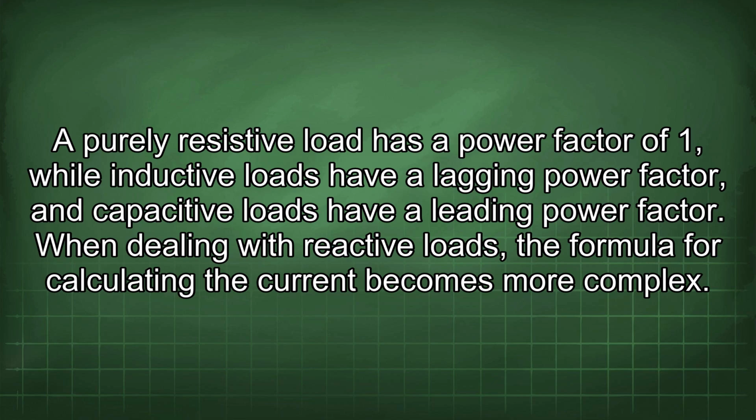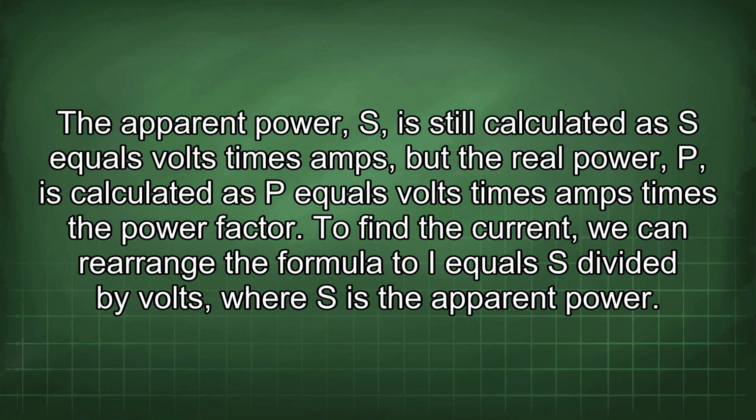When dealing with reactive loads, the formula for calculating the current becomes more complex. The apparent power, S, is still calculated as S equals volts times amps, but the real power, P, is calculated as P equals volts times amps times the power factor. To find the current, we can rearrange the formula to I equals S divided by volts, where S is the apparent power.